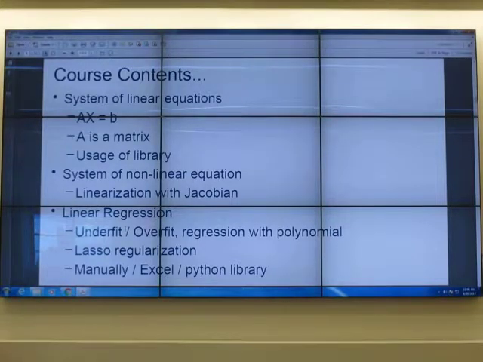It is important because if you know system of linear equations, we can use it for system of nonlinear equations. We can use it for regression. We can use it for optimization. So that is an important part. And we do linear regression, lasso regularization, and you will do it manually with the NumPy library.